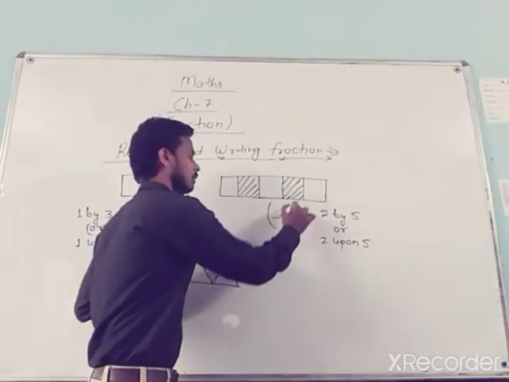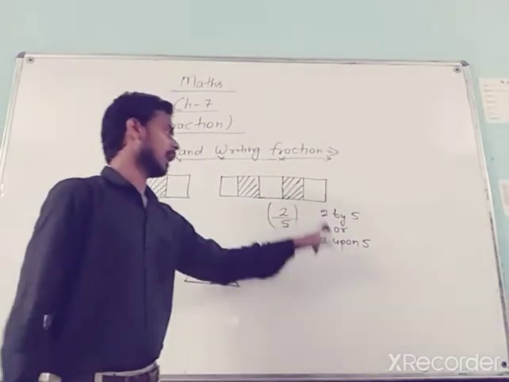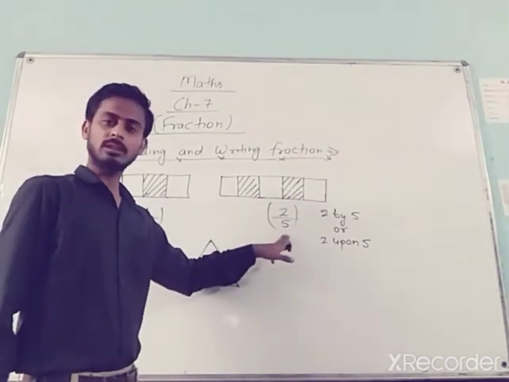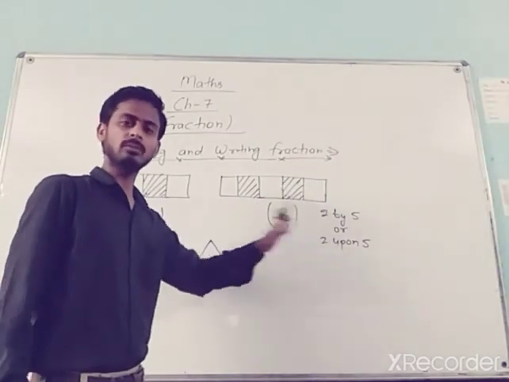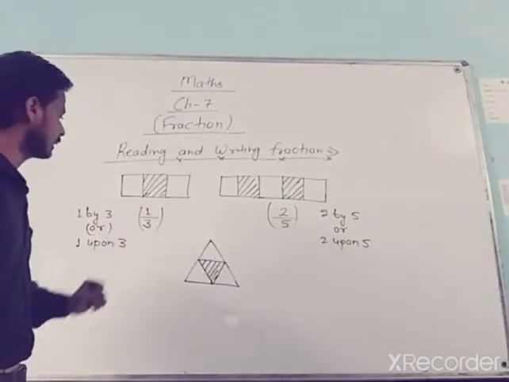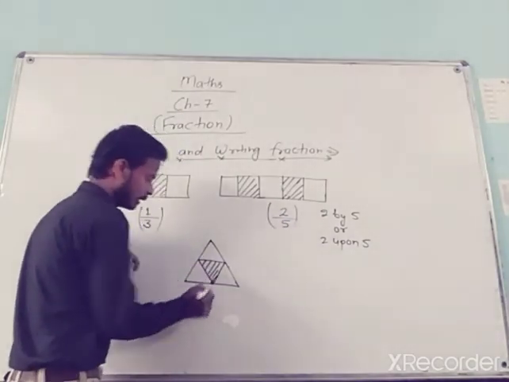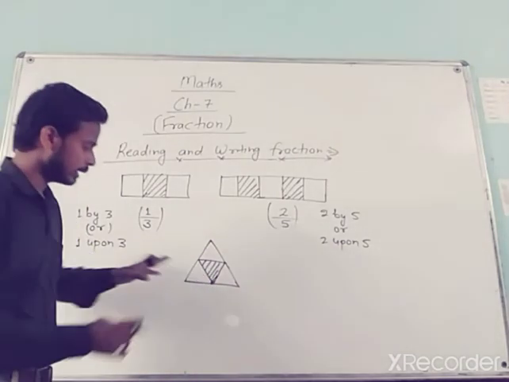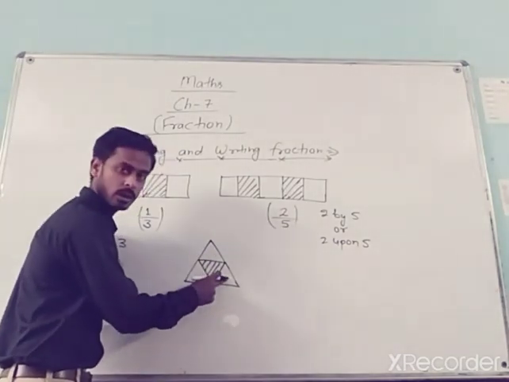Clear? We will read like this, and we will write like this. 2 upon 5, 2 by 5, both are same. We will write like this, 1 by 3 like this. Now see, there is a triangle in which there are 4 triangles. See, 1, 2, 3, 4.